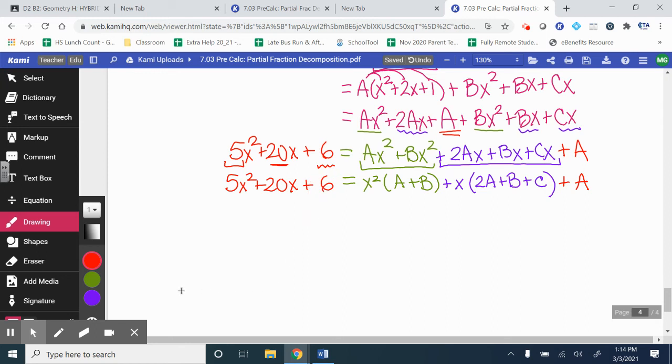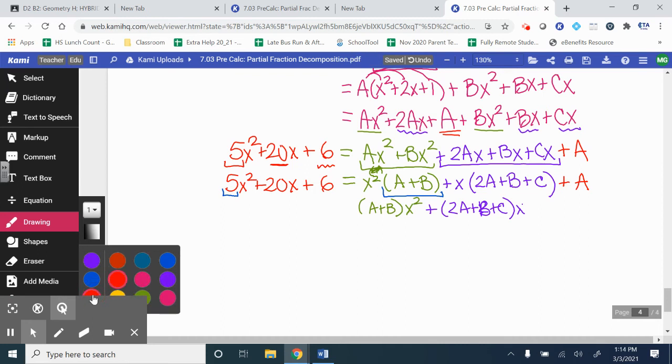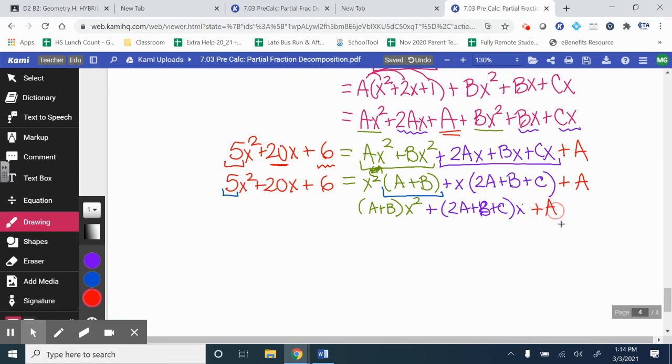So now I'm at a point where I can group these up together. So here's my x squared. So 5 is the coefficient of x squared on the left-hand side. The coefficient of x squared on the right-hand side is a plus b. Remember, if it helps you, you can rewrite this as, let me write it below it, a plus b times x squared plus 2a plus b plus c times x. I'm just switching the order right there, commutative property. Oops, and then the last one, plus a.